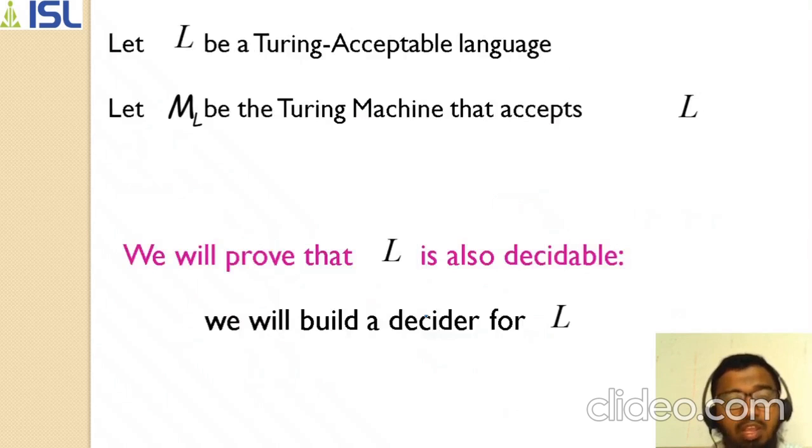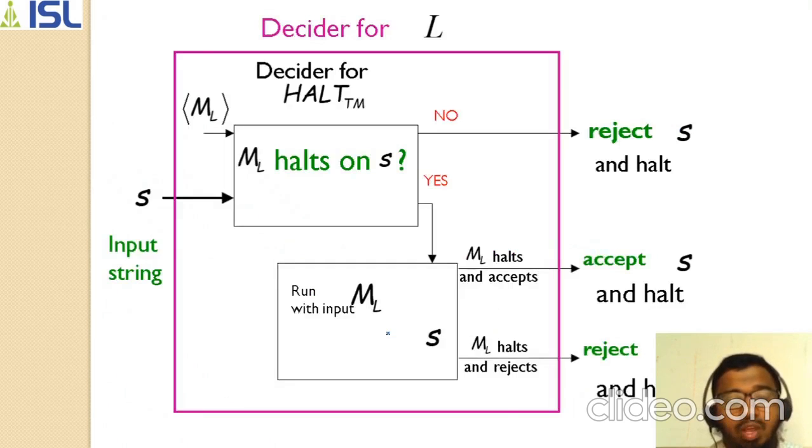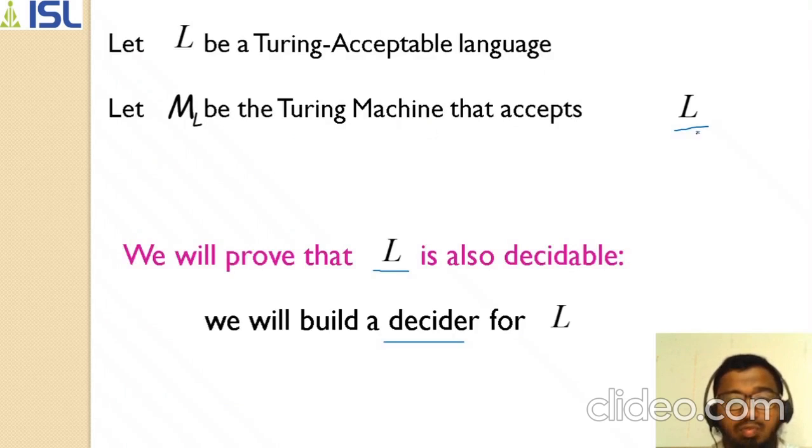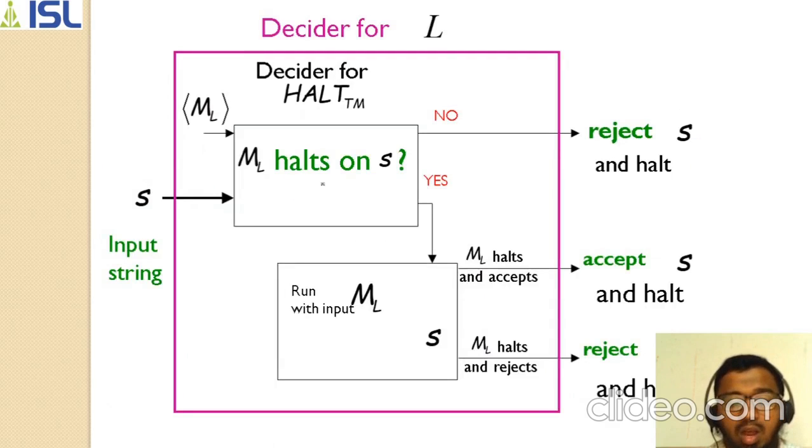Next, let L be a Turing acceptable language, and let M_L be the Turing machine that accepts L. We will prove that L is also decidable, so we will build a decider for L. Here is how: the input string S goes to the decider for HALT, asking whether M_L halts on S.